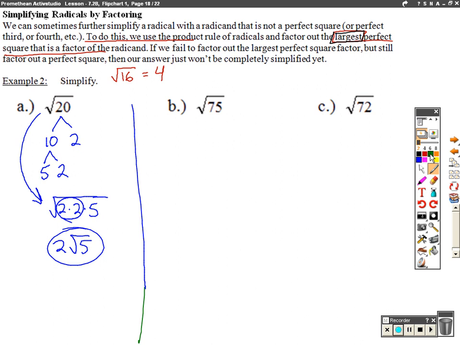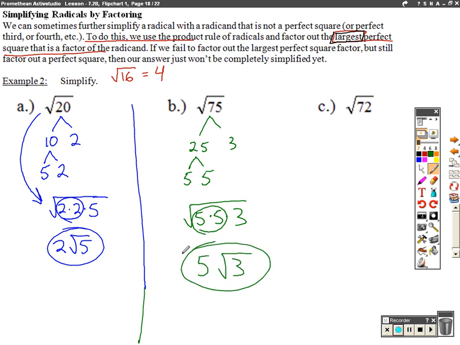The next one, 75, if I did a factor tree on it, 25 and 3, 5 and 5. So the square root of 75 is 5 times 5 times 3. My index is 2, so I need 2 of these 5's to come out. And it comes out as 1, it just becomes 1 5. And then the 3, since there's only 1 3, stays underneath.